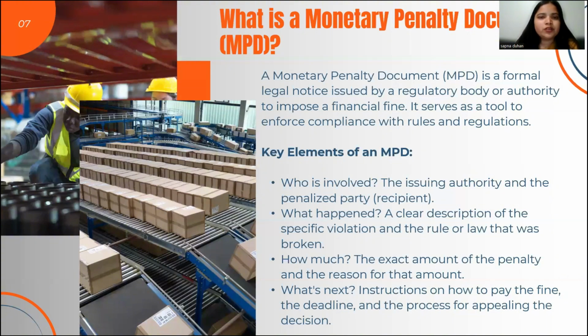First, there is some key information. First, who is involved? This includes both the authority issuing the fine and the recipient. Second, what happened? The document clearly explains the violation and the rule of law that was broken. Third, how much is the penalty? The fine amount and the reasoning behind it are detailed. Finally, what's next? It outlines how to pay the fine, the payment deadline, and how to appeal if needed.